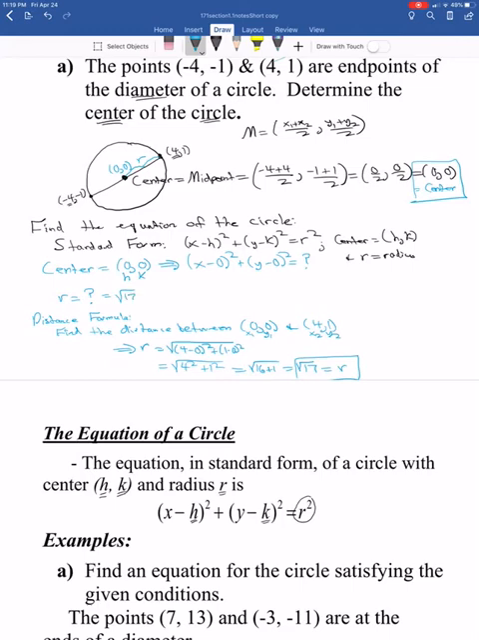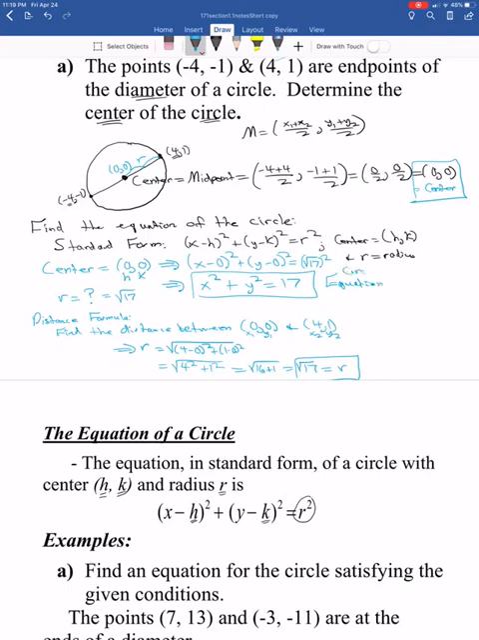So as we go back to our circle, we can go ahead and plug that in. As we look at our radius, we have the square root of 17 squared. As we simplify, x minus 0 is just x, so x squared plus y minus 0 squared is y squared. And when we square the square root of 17, we get 17. So there's our circle equation.